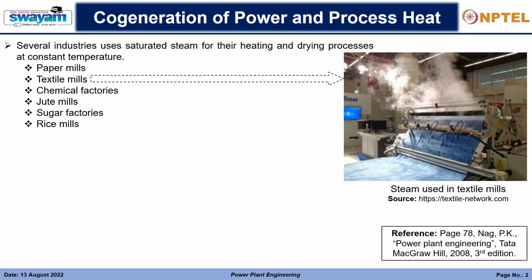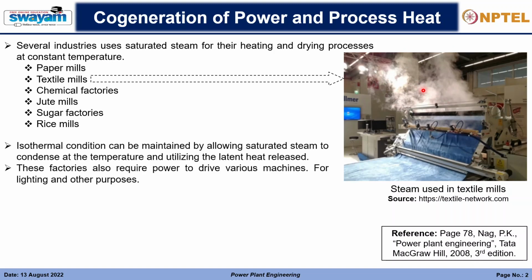There are some heat treatment processes in various industries like paper mills, textile industries, chemical factories, jute mills, sugar factories, rice mills, where heat treatment is required and isothermal conditions can be maintained by allowing the saturated steam to condense at the temperature and utilizing the latent heat release. If the steam is in saturated condition and it condenses, it will maintain a constant temperature, and we can go for constant temperature heat treatment processes, just like the steam used in textile mills. That is the purpose of this saturated steam, which can be derived from the boiler.